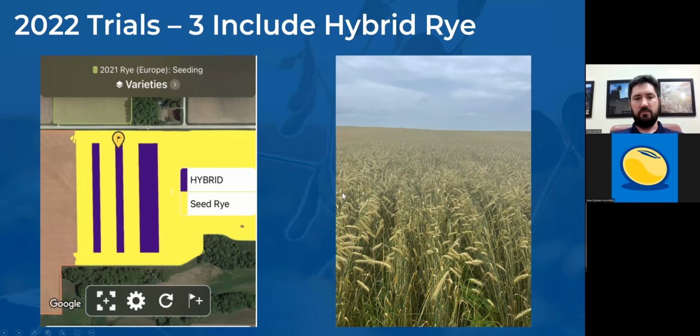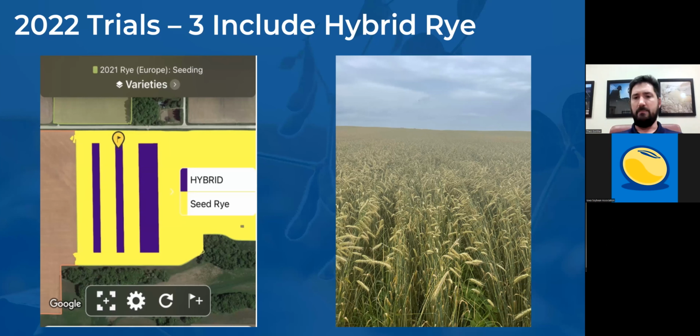So I mentioned the three trials that have hybrid rye included in them. Picture on the left here kind of shows how we would lay this out. So these are standard replicated strips. They're alternating with different treatments. So we've got three, actually four here, because that far right hybrid rye wider block is going to be harvested on different edges, and that'll be part of the replication. And there's also some sole crop strips in here that just aren't showing up on the planting map.